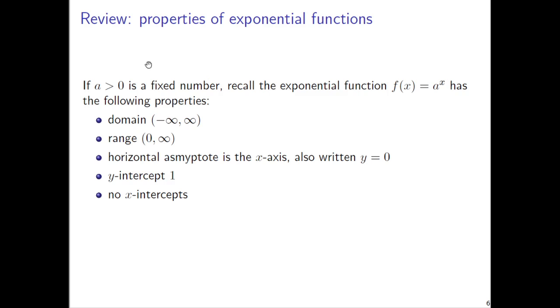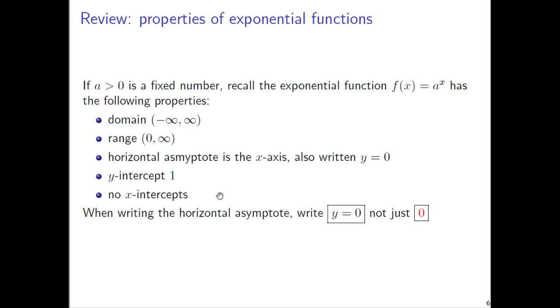Okay, so let's review some properties we've seen for exponential functions. If the base is a fixed number bigger than 0, then the exponential function f of x equals that fixed number raised to the x. That fixed number could be 2, like 2 to the x, or 3 to the x, or e to the x. A function of that format will always have the following properties. The domain is all reals. The range is all reals bigger than 0, so you see that 0 is excluded with this parenthesis here. The horizontal asymptote is the x-axis. Another way to write that is y equals 0. The y-intercept is 1, and there are no x-intercepts. When writing the horizontal asymptote, be sure to write y equals 0, not just 0 alone.